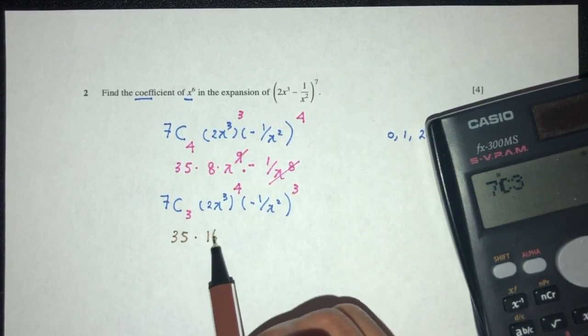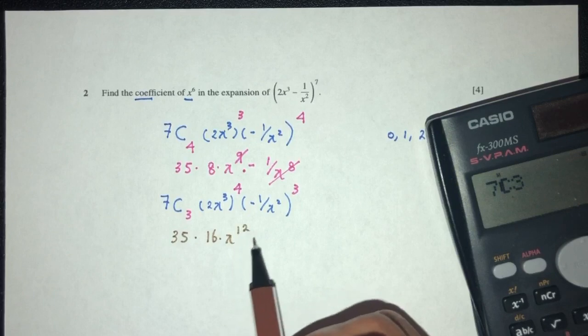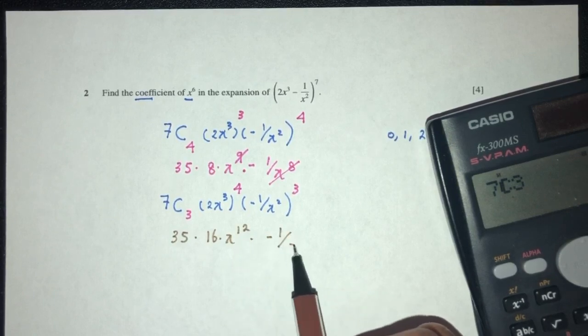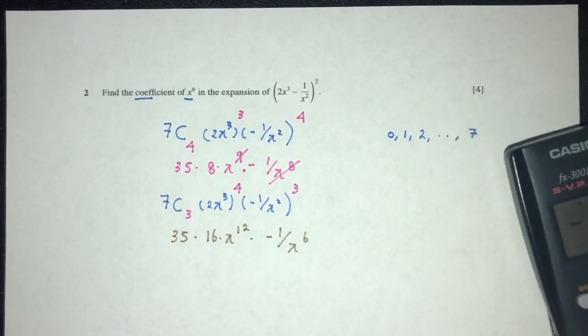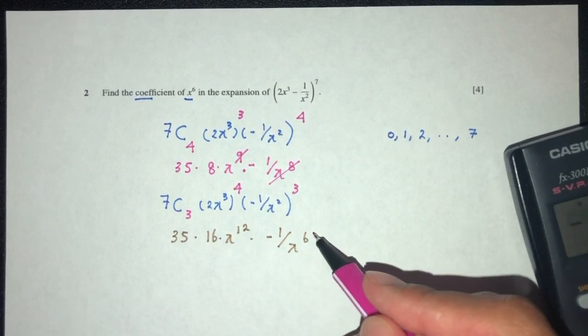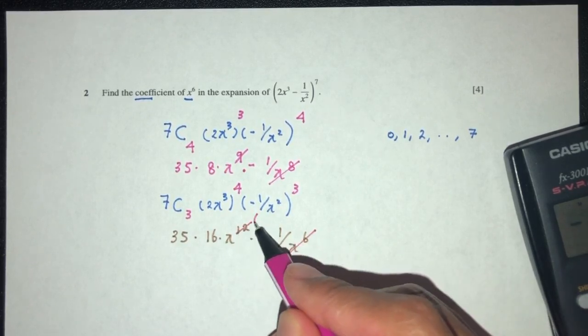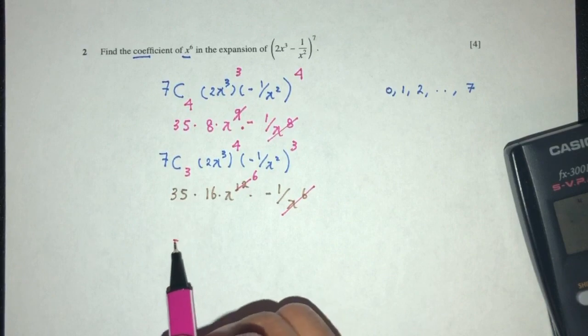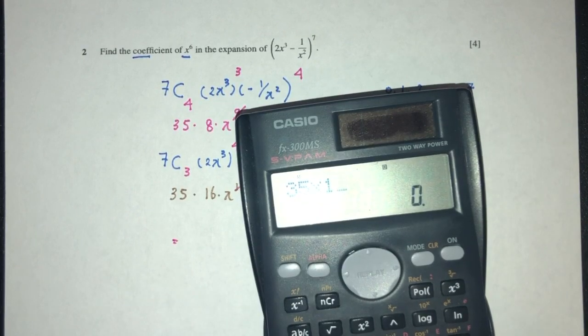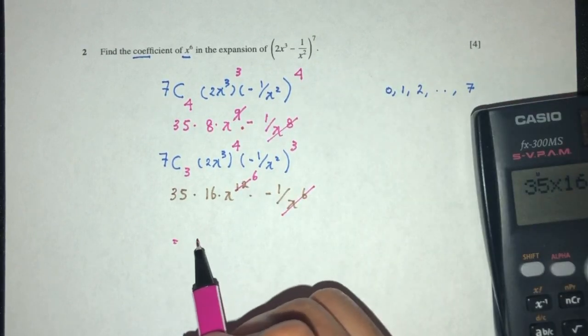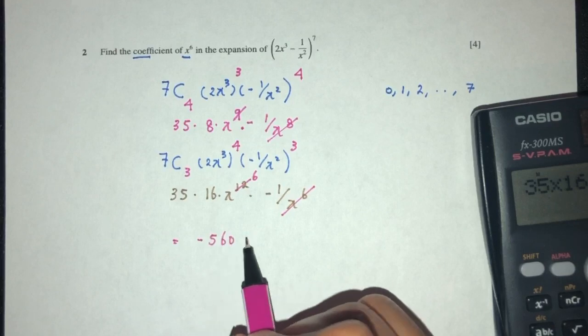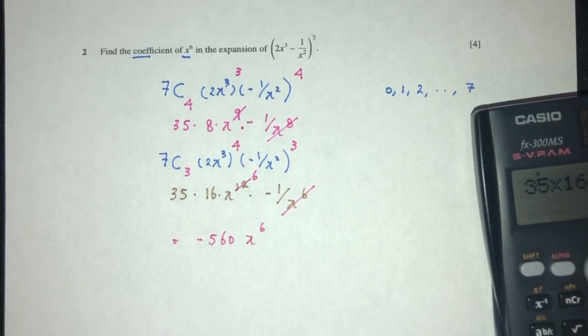That will be 16 x power 12 minus 1 over x power 6, right? Now if you were to simplify, this obviously will cancel out. This will be 6. Now we can simplify. That will be 35 times 16. That should be minus 560 x power 6.